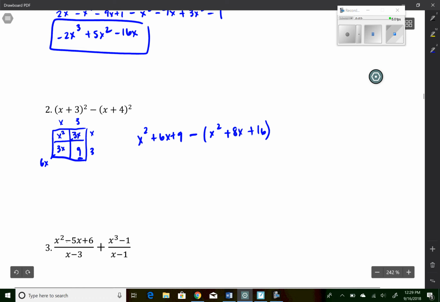Distribute the negative 1/2 or do subtraction. If I do subtraction, the x squareds cancel. I'm going to get negative 2x, and I'm going to get negative 7.